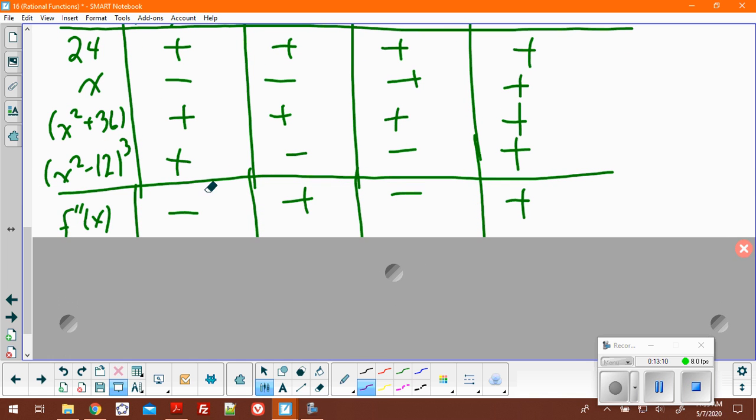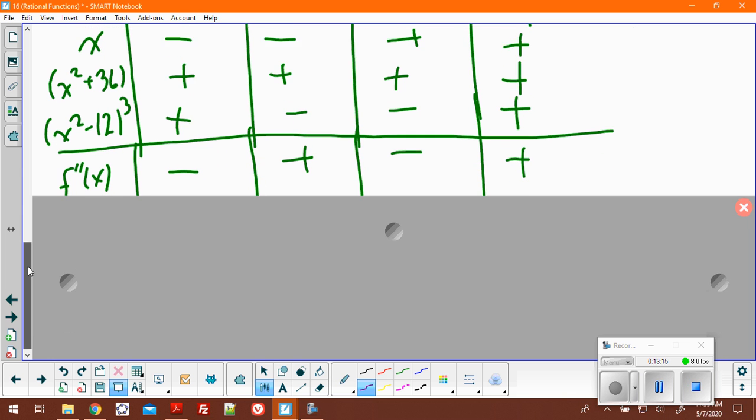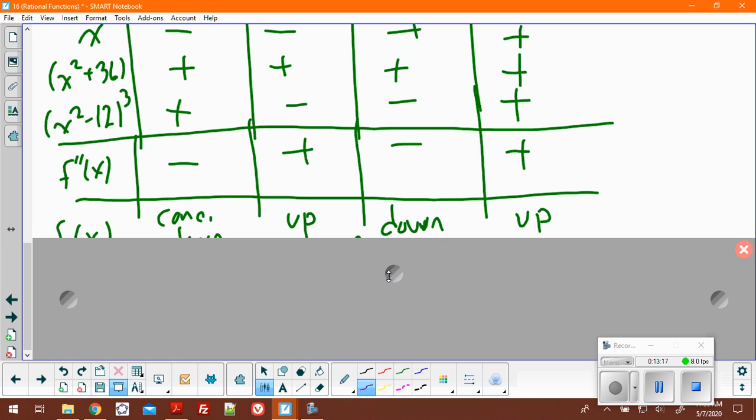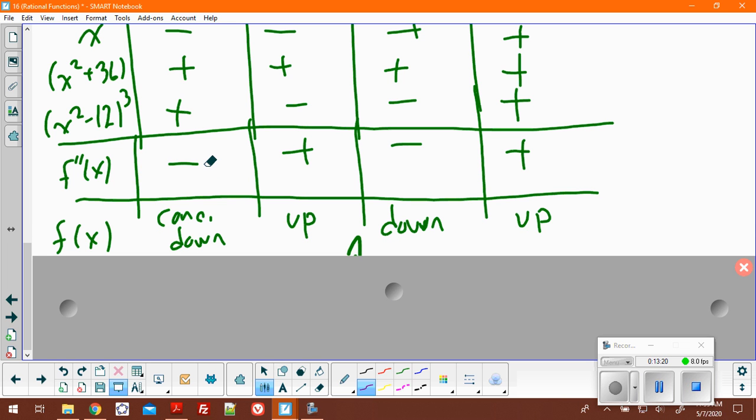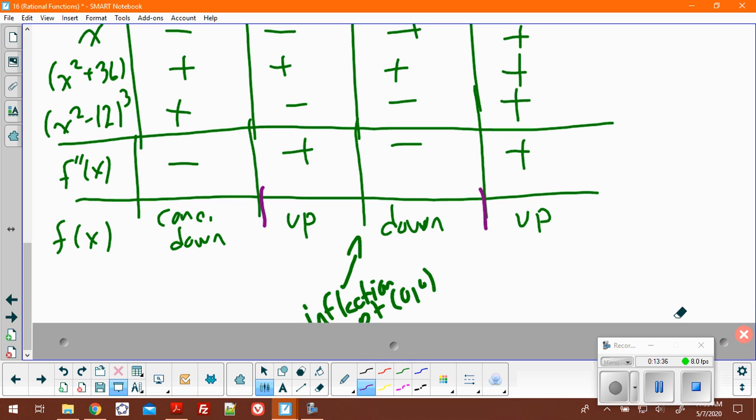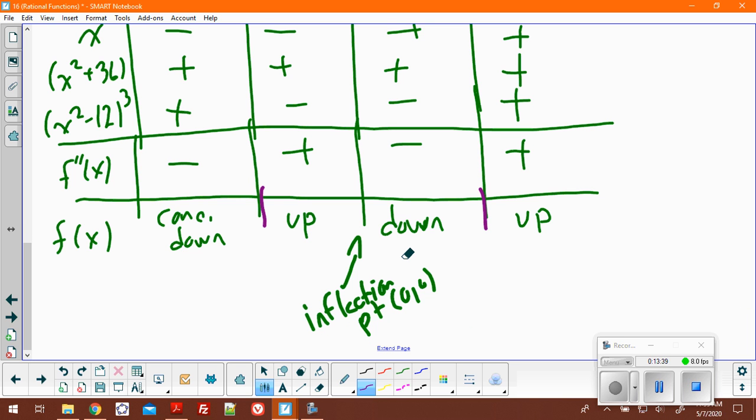For my derivative, it is negative, then positive, then negative, then positive. So in my original function, it is initially concave down, then it is concave up, then concave down, then concave up. So at my 2 asymptotes, again, I'll just mark those here. This was an asymptote, and this was an asymptote. It switches concavity on either side of the asymptote. And it also has an inflection point, which we kind of predicted, I think, in the last chart, at 0 and 0.